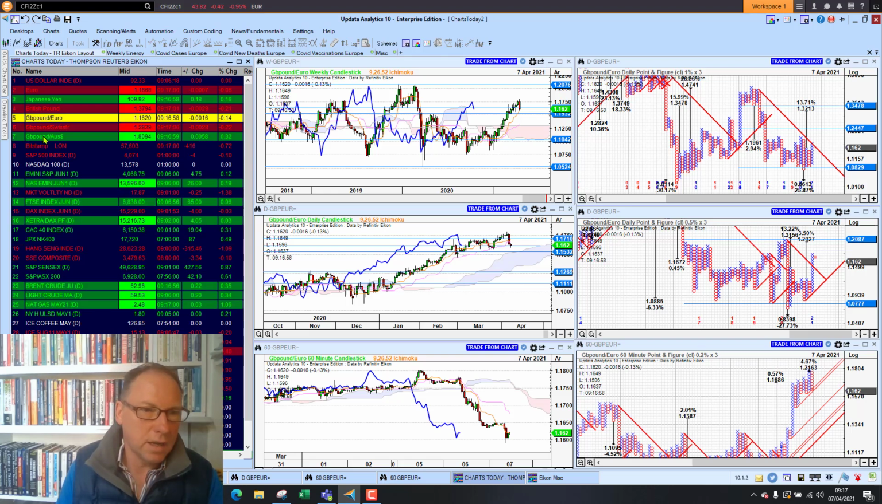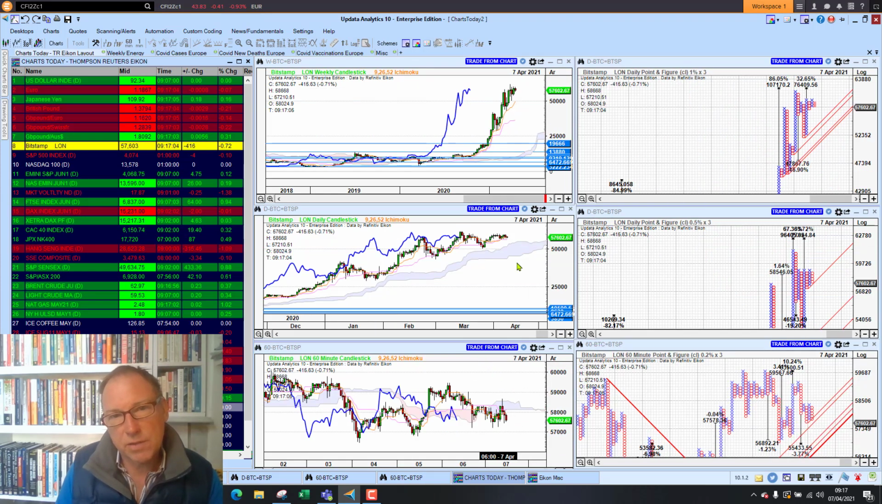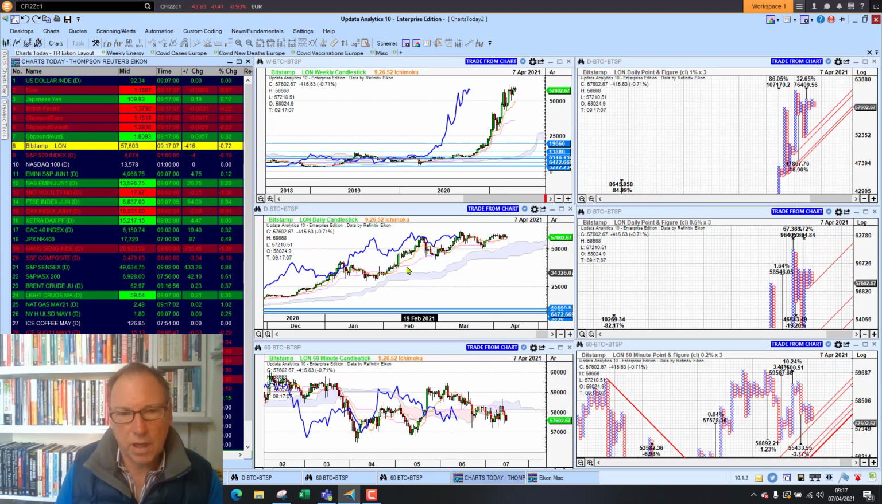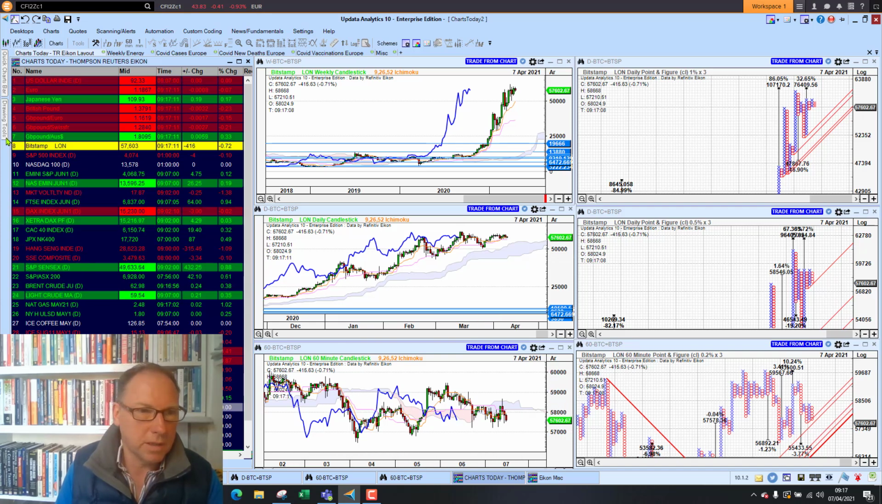Looking at the Bitcoin price, we're at 57,600, looking bullish on the medium and long-term charts. Just short-term, a little bit of bearishness creeping in there.